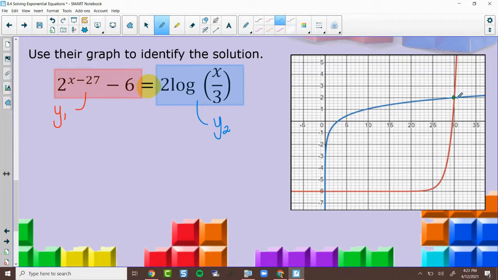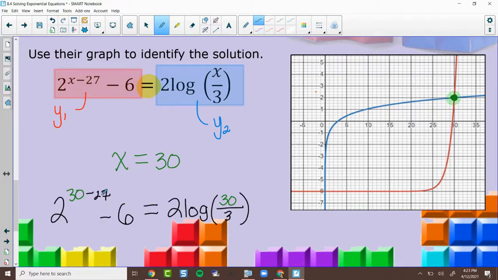Hopefully you can see this nice intersection point right here. That is currently on both graphs, which means that is exactly where they would be equal. So here, x would happen to be 30 for a final answer. Here you can see I went ahead and plugged in my 30 to both sides just to confirm, and you will actually see that both sides will equal 2.